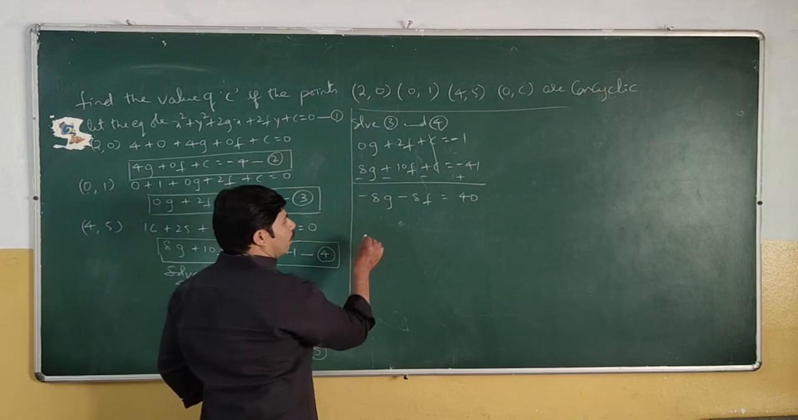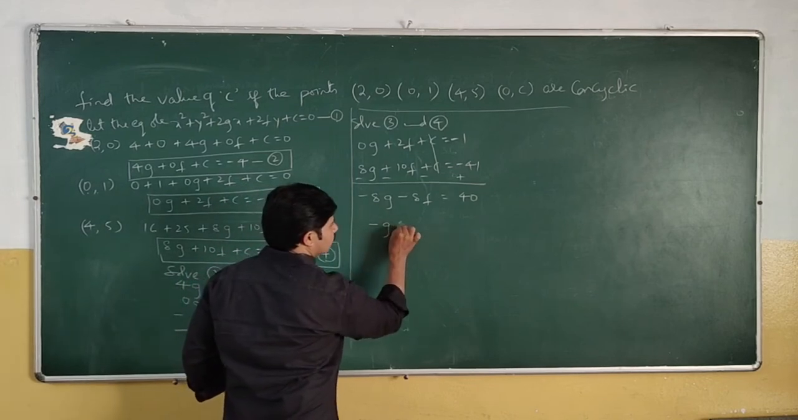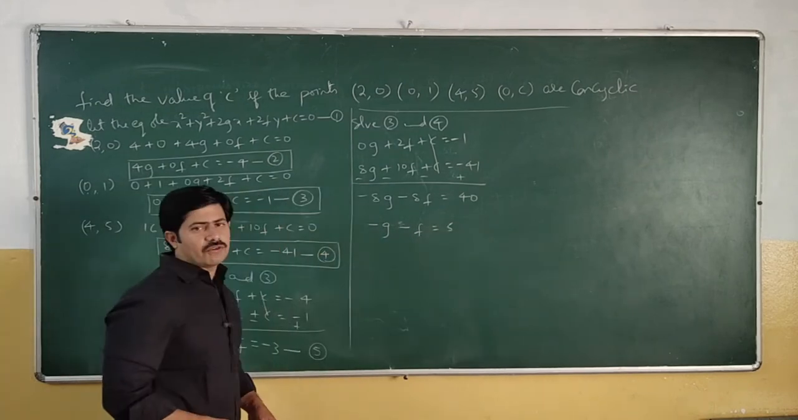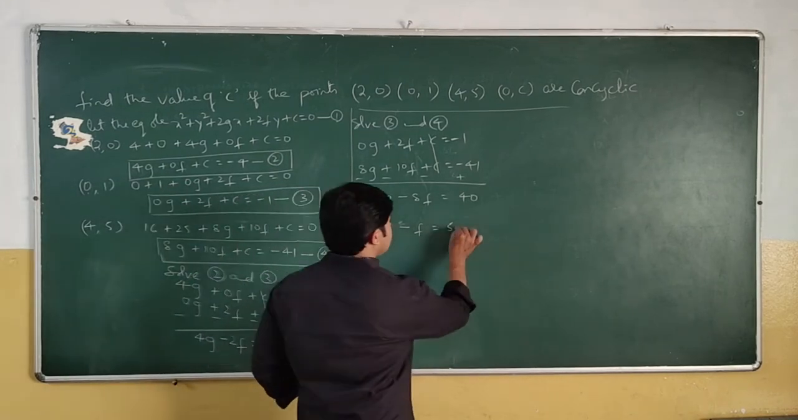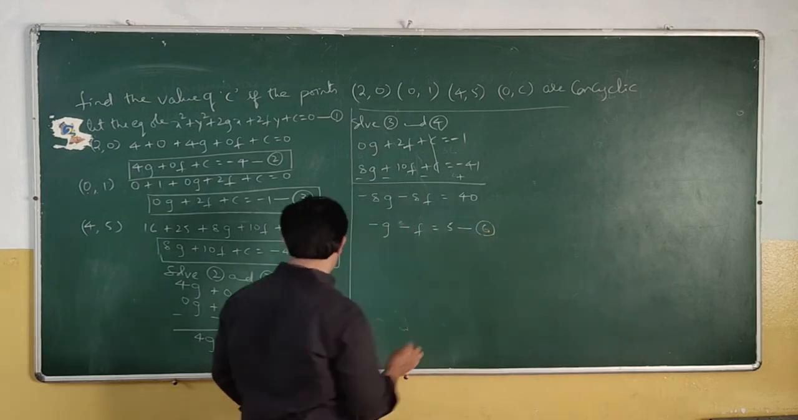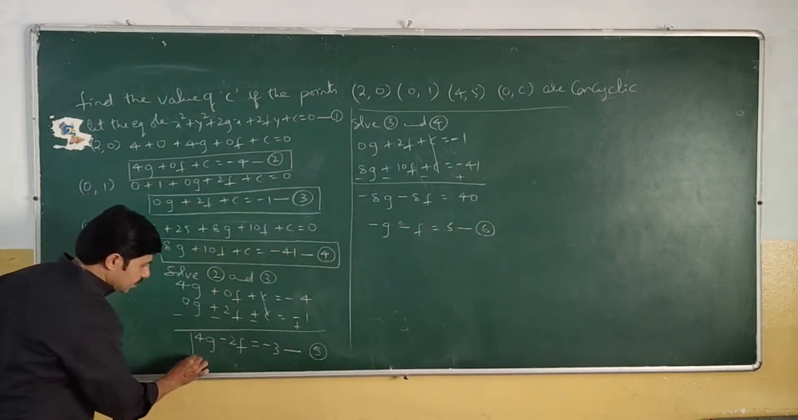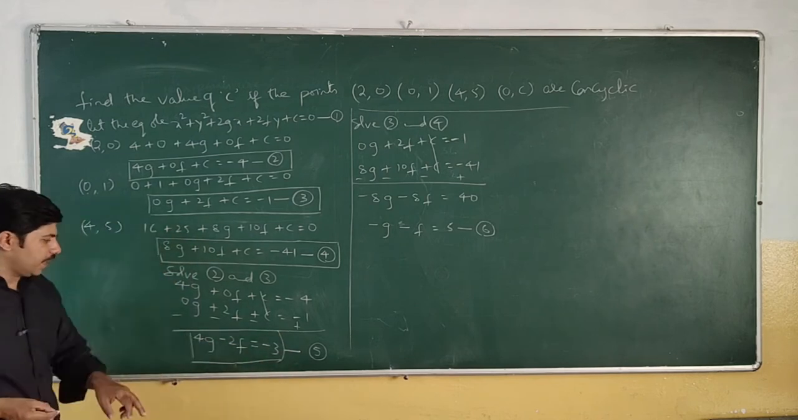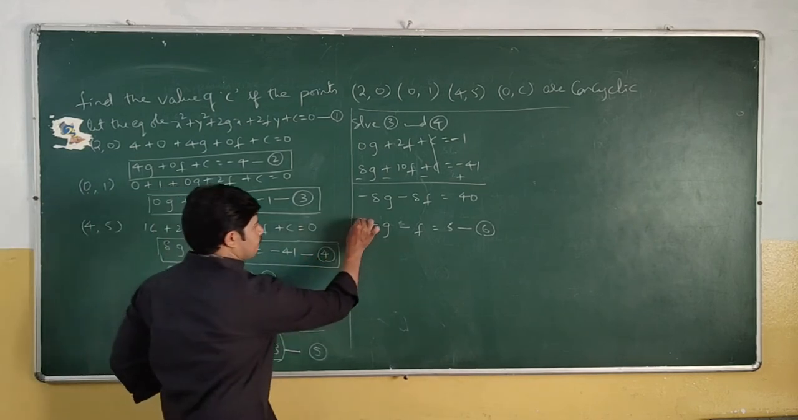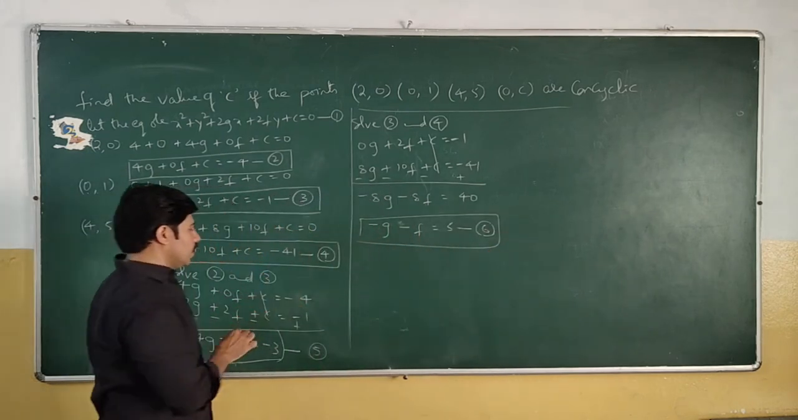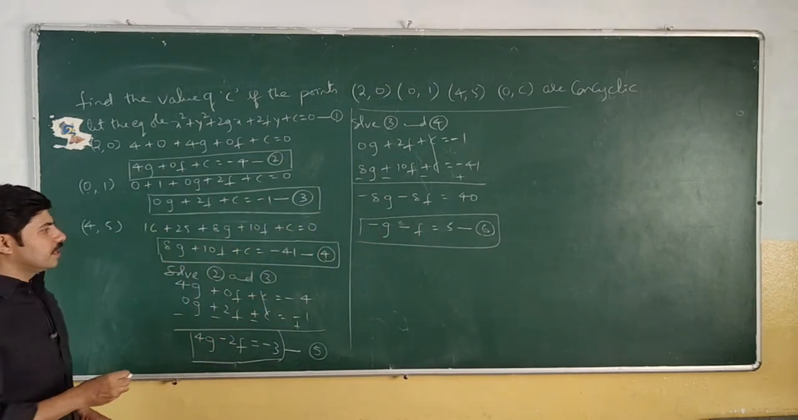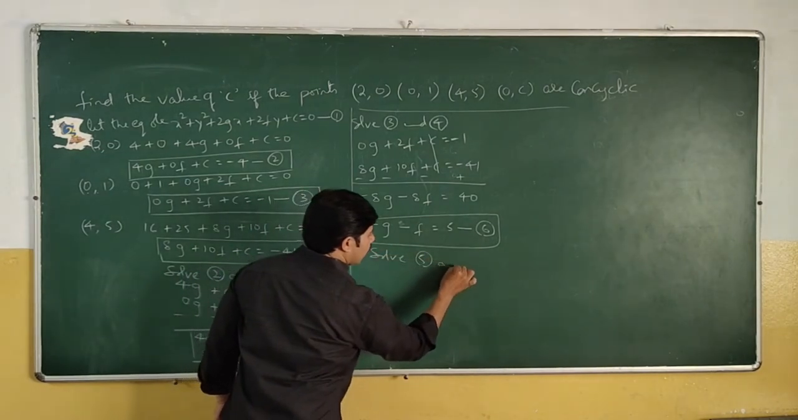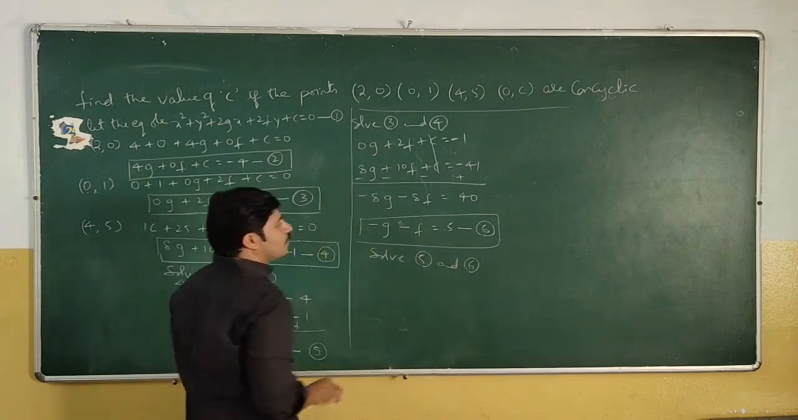So now I take 8 common. 8 ones are 8, but it is 8 twice of 1. This is equation number 6. See, we have equation 5 and equation 6. Now we solve equations 5 and 6.